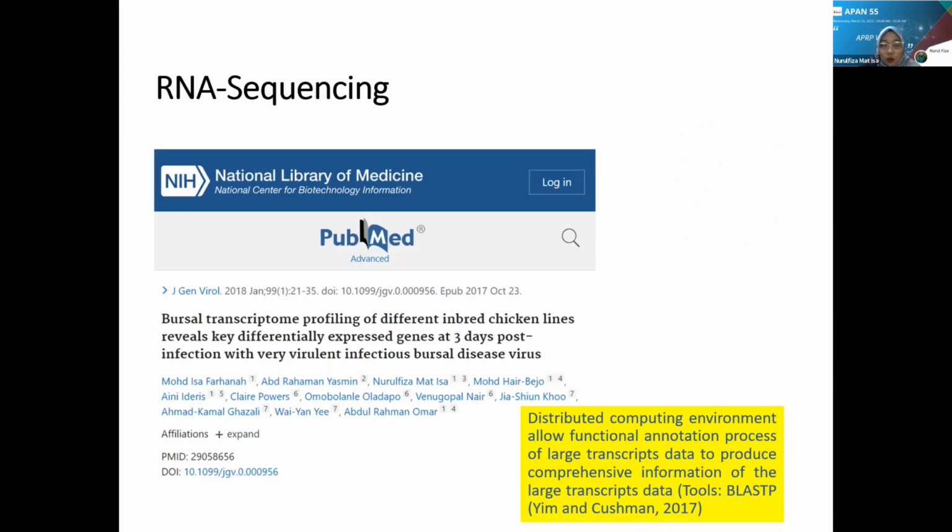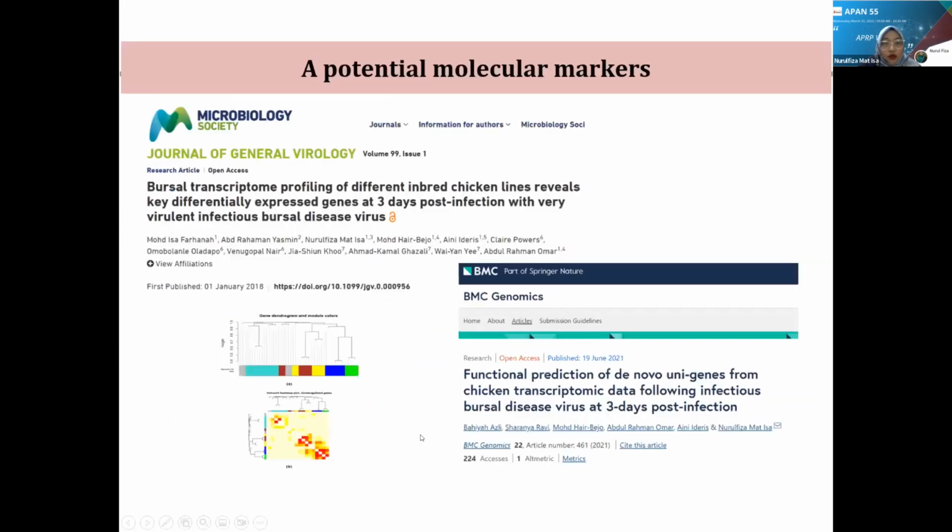We did more study on the chicken transcriptome. So this uses a distributed computing environment, which allows the functional annotation process of large transcript data to produce comprehensive information on the large transcript data. So in bioinformatics, the high-throughput data is analyzed systematically, and results are generated according to the pipeline and software used. So the whole process will eventually lead to new findings and also discovery. Okay, so this is some of the study that I have done.